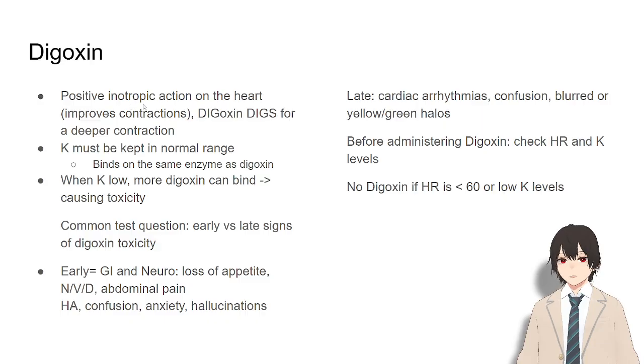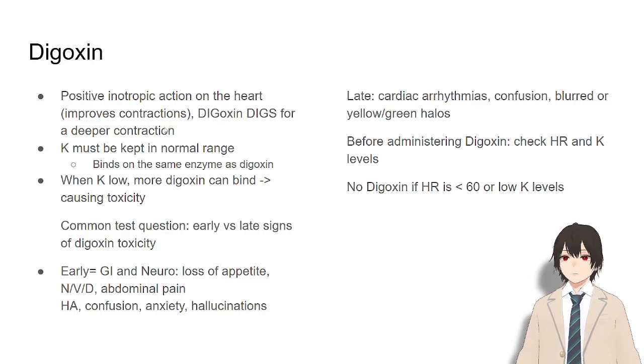It's a positive inotrope, okay? So what that means is that it improves contractions. How I remember what positive inotrope means is that digoxin digs for a deeper contraction, okay? So like when you're looking at that EKG, it's digging for that bigger contraction with that deep groove, okay?